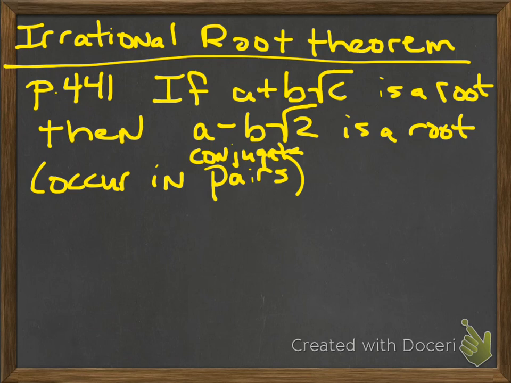Because we also have the irrational root theorem. On page 441 at the top of the page, it gives you some long definition, but basically it says this. If you have an answer that comes out as a radical, a plus b square root of c, then if that's a root, then a minus b square root of c is also a root. So keep that in mind, that if a plus b square root of c is a root, so is a minus b square root of c. They always occur in conjugate pairs. So if you have a positive square root of 5, you also have a negative square root of 5.